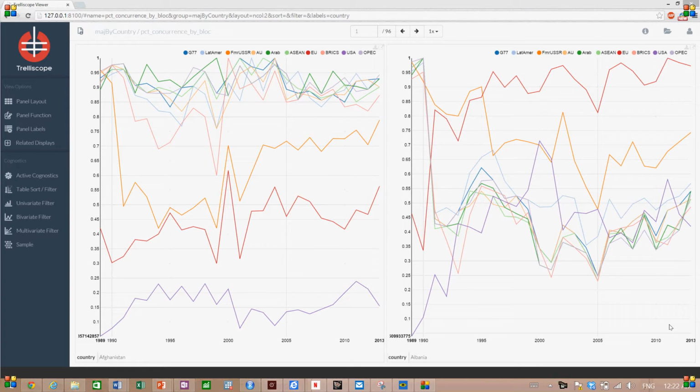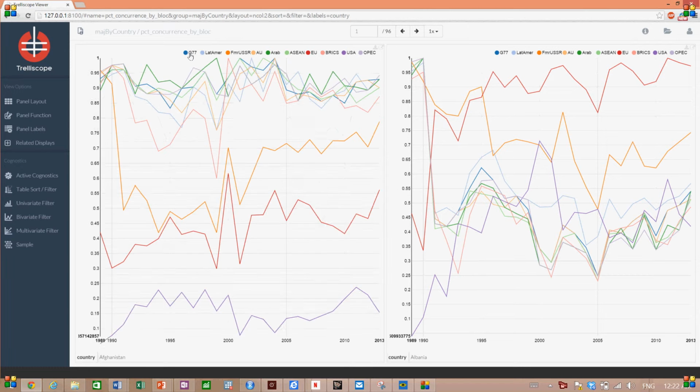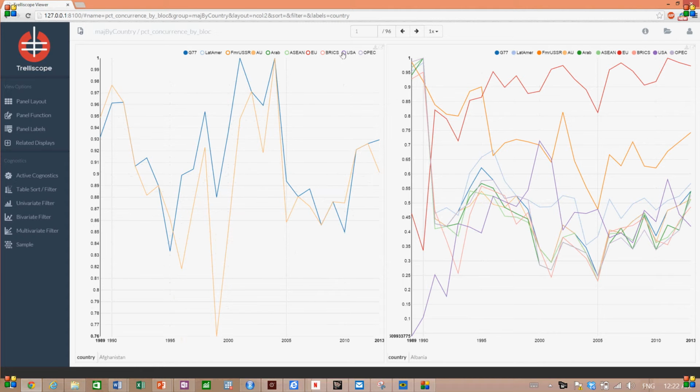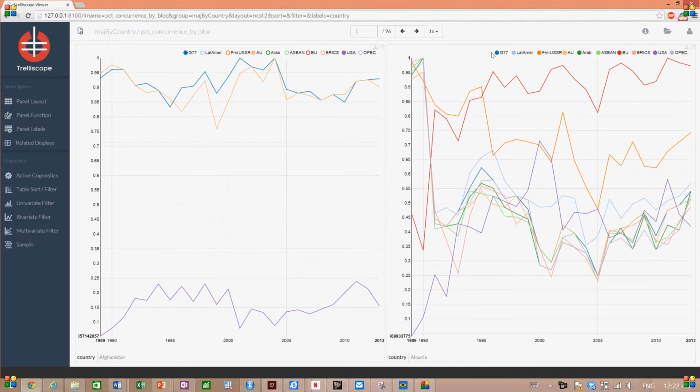Here is our Trelliscope display. As you can see, it displays voting coherence over time of a number of given blocks with a given country. If you double click on a block, you can look at it individually. So here we're going to look at G77 and the AU, and we're going to put in the US just for some perspective.